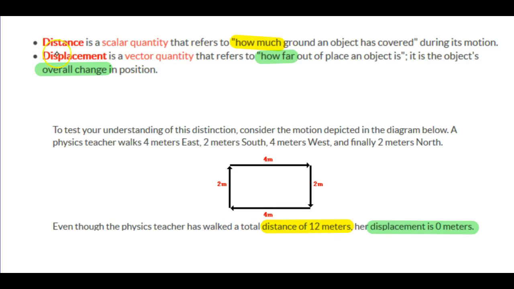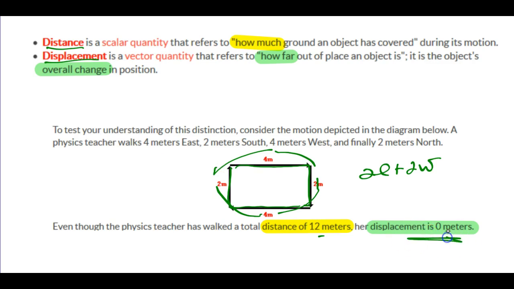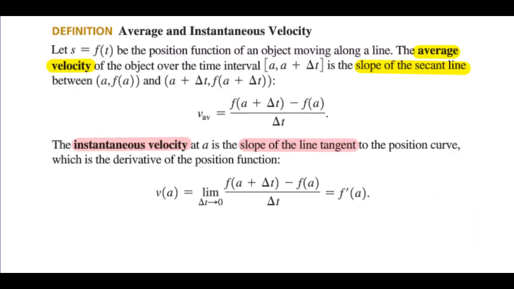So let's first of all talk a little bit about the difference between distance and displacement. The distance around this block would be twice the length plus twice the width, or 12, because 2 plus 4 plus 2 plus 4 is 12. But the displacement doesn't talk about how much you've traveled. It talks about how far is the overall change. How far did you move from beginning to end? And if you started at the end, ended at the same spot, then your displacement is 0.